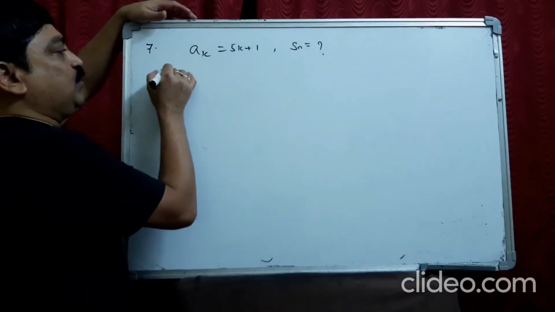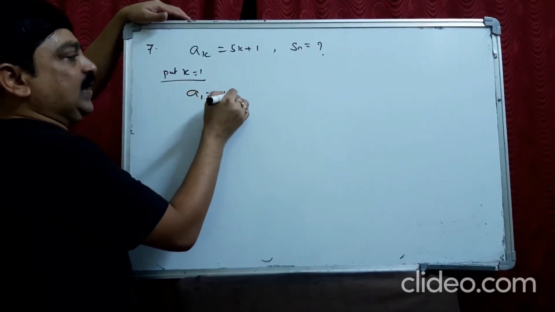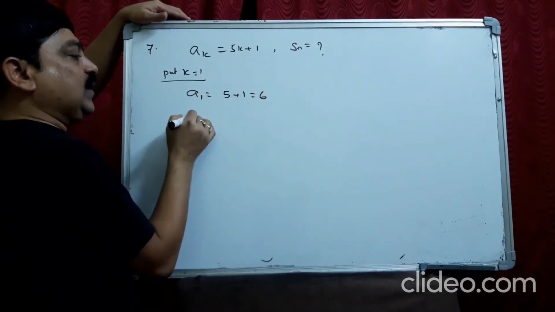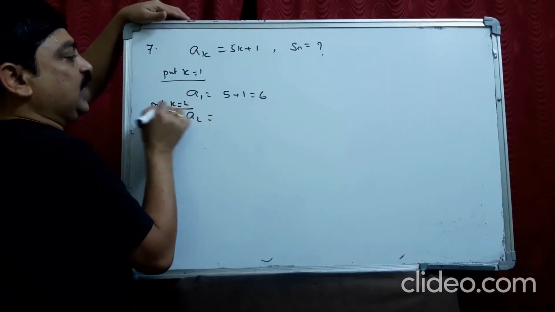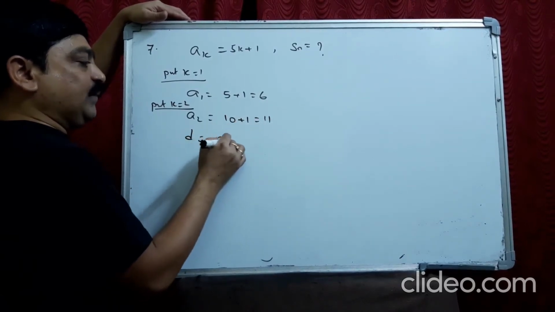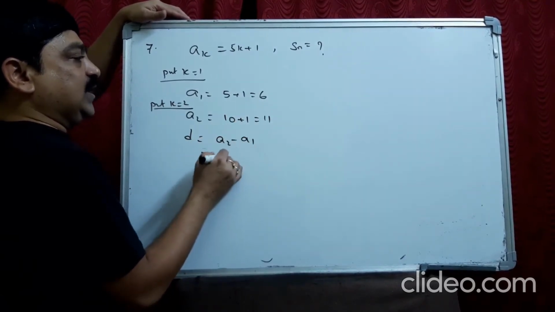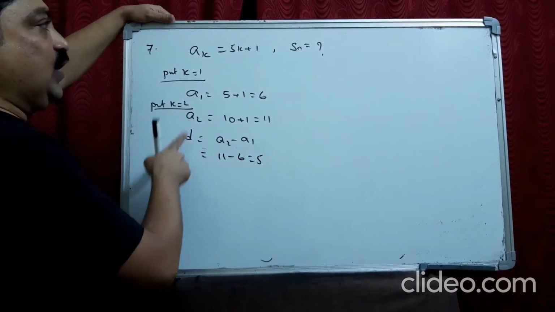So, first put k equal to 1. What do you get? a1, that is nothing but a, which is 5 plus 1, 6. Also find a2, put k equal to 2. a2 is 10 plus 1, that is 11. After getting that, find out d. a2 minus a1, that is 11 minus 6, that is 5. Okay. You've got a value and d value.